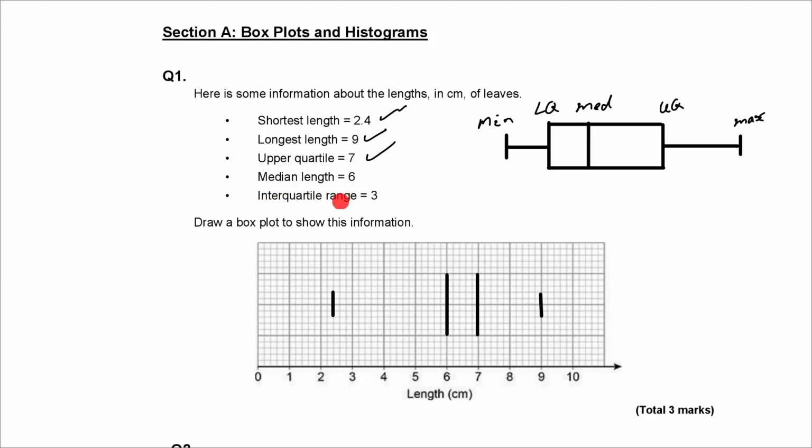And the interquartile range is 3. Well, this whole thing, the upper quartile minus the lower quartile, is the interquartile range. So if I've got the upper quartile being 7, if I take away 3, that will give me the lower quartile. That's going to be 4. So this part over here gives me 4. Join it all together nice and neatly. Okay, there we go. And that's it. And how easy, guys, is that, 3 marks there?